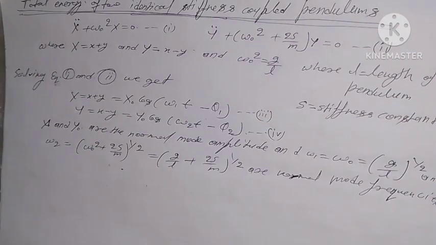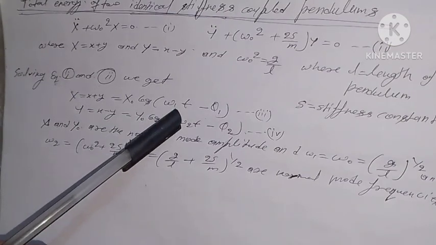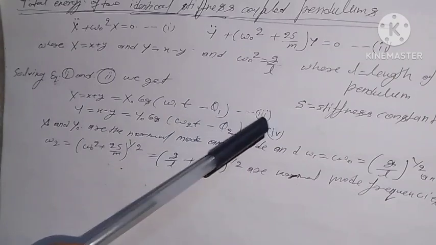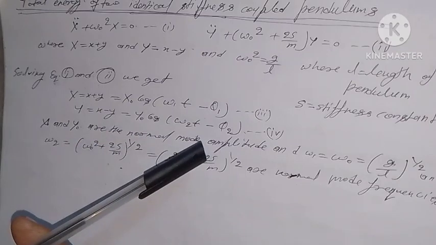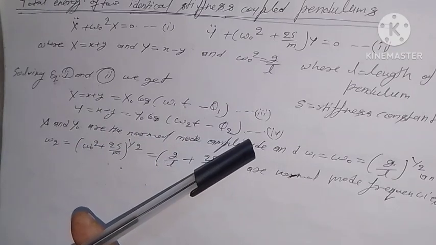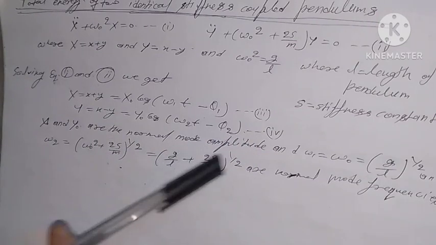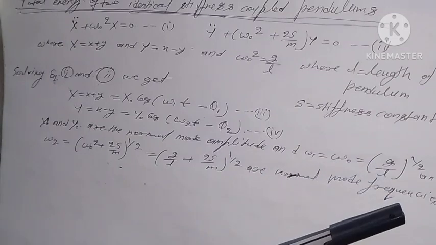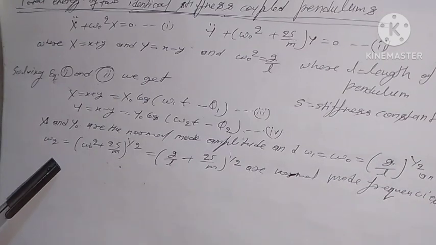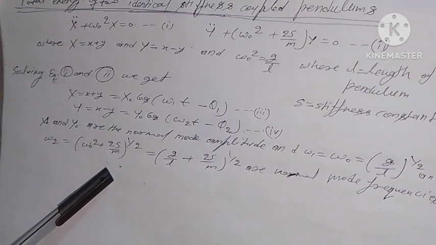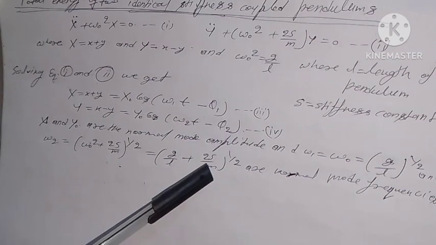X equal to x plus y equal to x naught cos(omega 1 t minus phi 1). This is equation number 3. Y equal to x minus y equal to y naught cos(omega 2 t minus phi 2), equation number 4. x naught and y naught are the normal mode amplitudes, and omega 1 equal to omega naught equal to under root of (g by l), and omega 2 equal to (omega naught square plus 2s by m) power 1 by 2, and (g by l plus 2s by m) power 1 by 2 are normal mode frequencies.